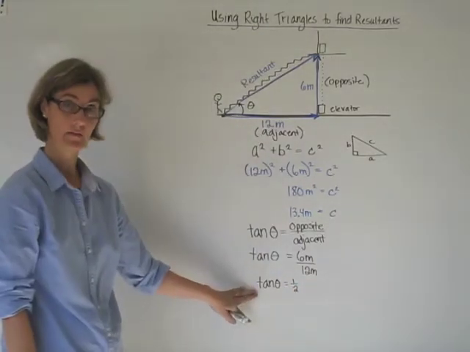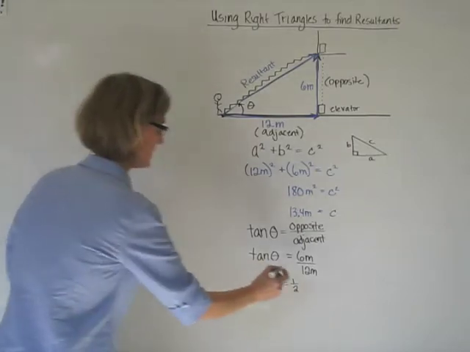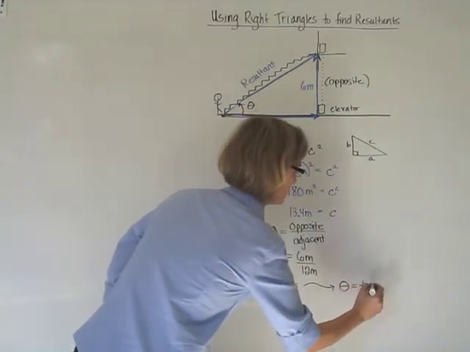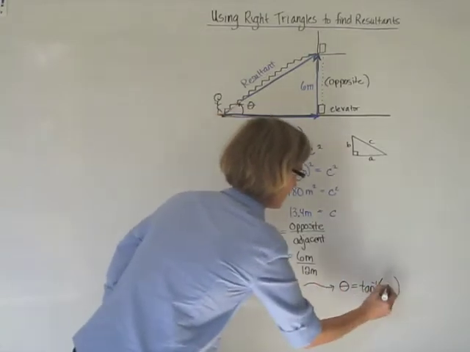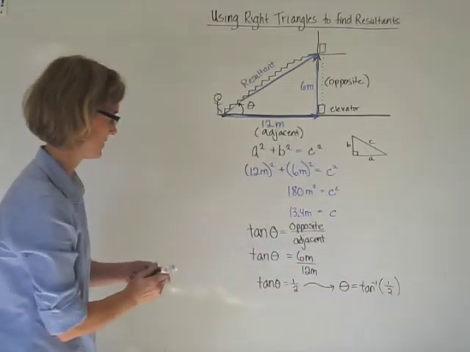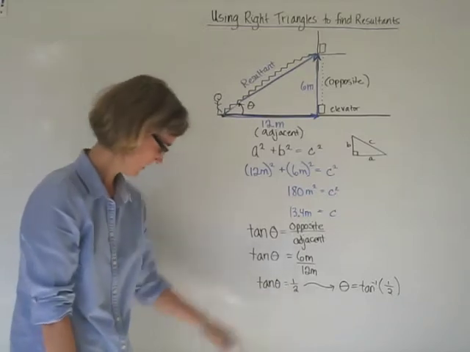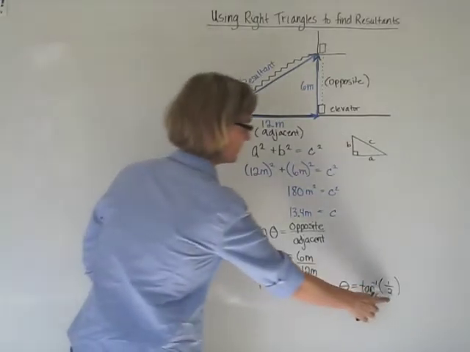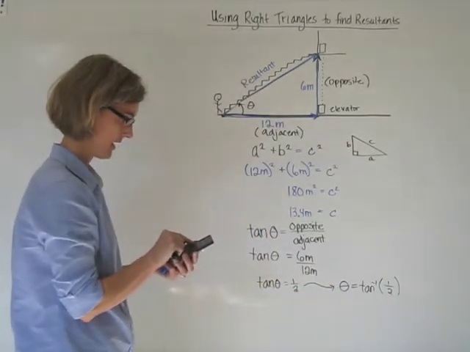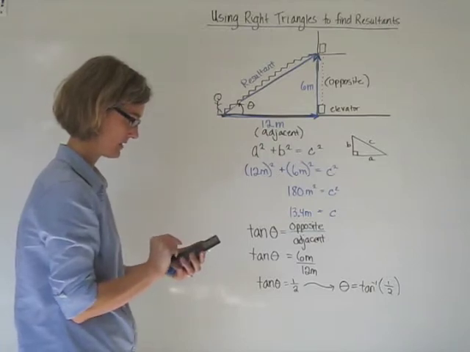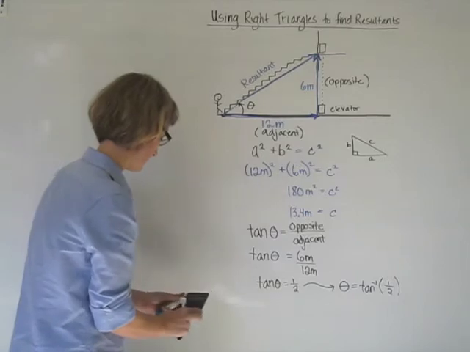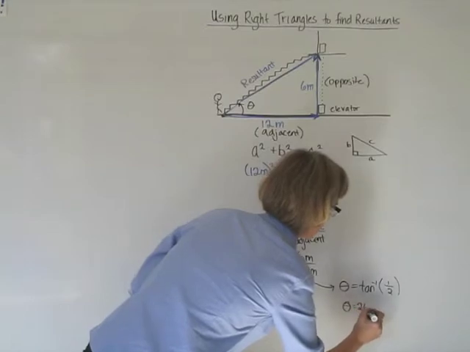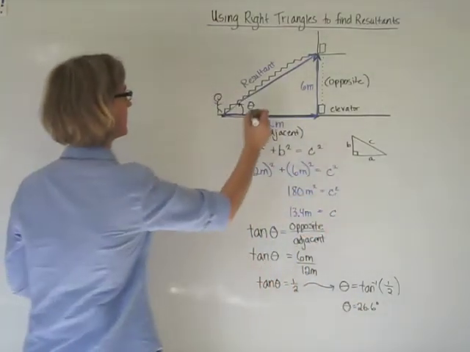To find the angle, we have to do the inverse tangent. So the actual angle is equal to the inverse tangent of 1/2. Once you get this value, you use your calculator's inverse tangent button. Here's how it works. You put in 0.5, then find inverse tangent. Usually you have to press a second or shift button to get the inverse tangent, and out comes the angle. So 26.6 degrees is theta.